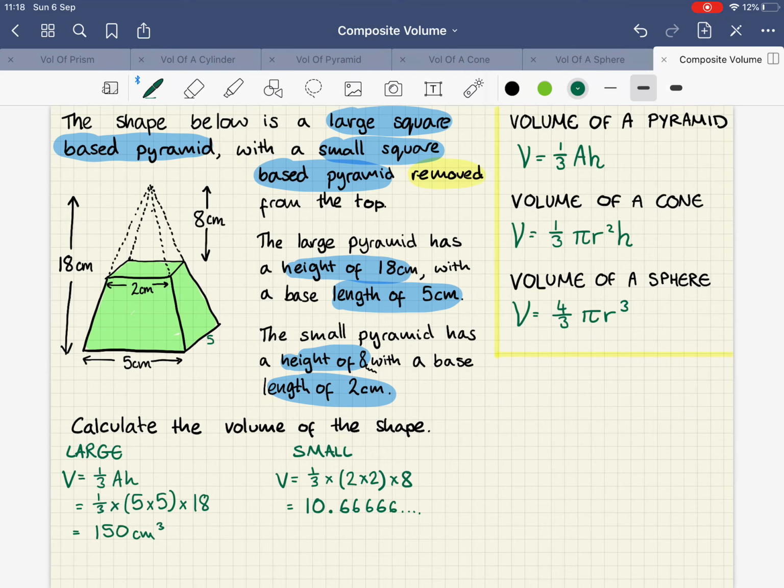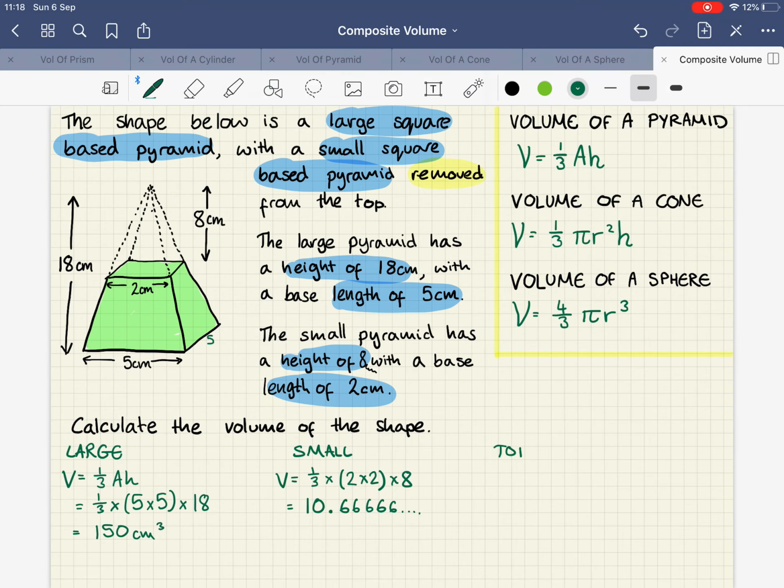And just watch out, because in this one, my calculator gave me an answer like this. Always look out for that dot, because that means that number reoccurs forever and ever. So I've got 10.66666, and it goes on.